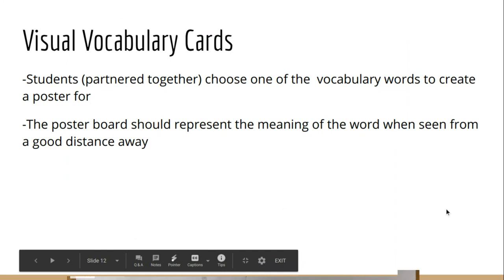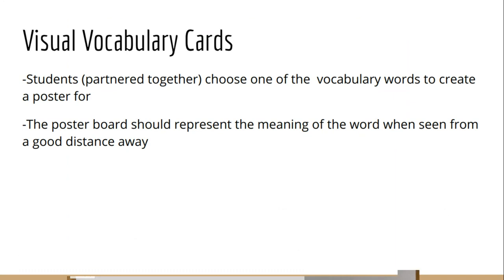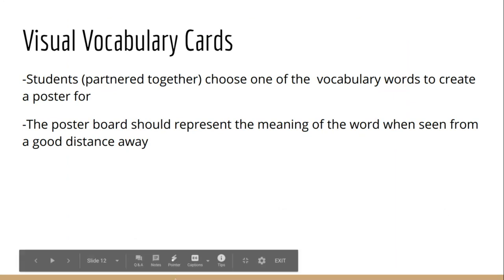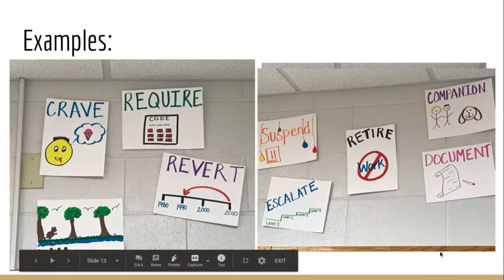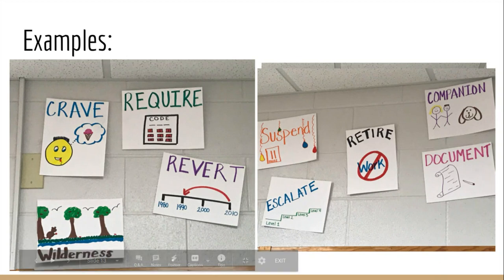The next thing we're going to look at is visual vocabulary cards. Students need to see things over and over again for them to remember them. So for these, students get 1 vocabulary word, and basically they create a mini poster for it. The poster represents the meaning of the word when seen from a good distance away. I like to use these when I'm creating word walls, whether that's for a unit or the year or however you do that.